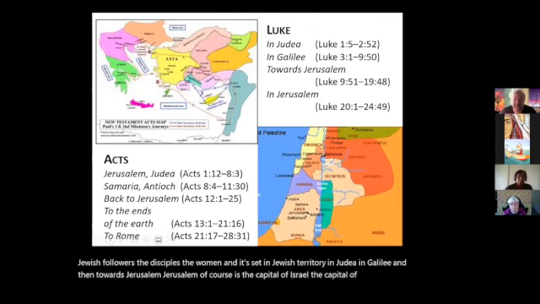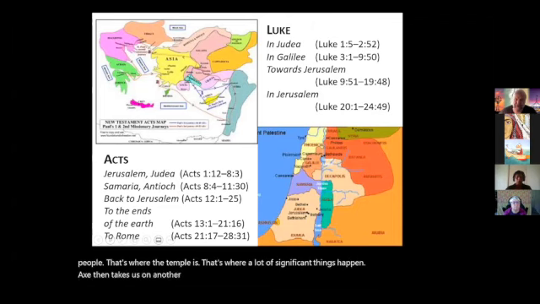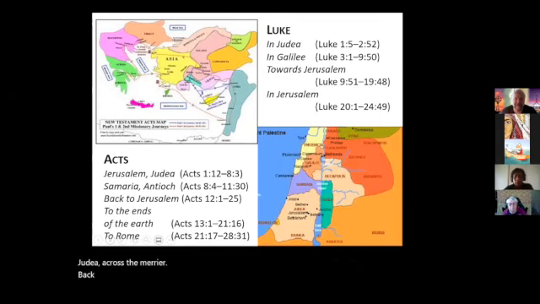That's where the temple is. That's where a lot of significant things happen. Acts then takes us on another geographical journey from Jerusalem across Judea, across Samaria, back to Jerusalem, but then out into the wider Hellenistic world.